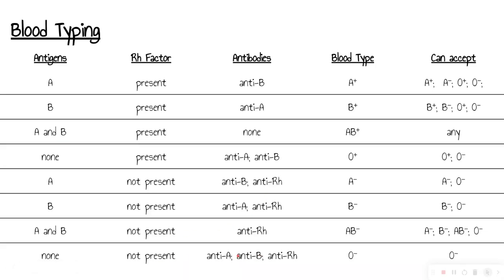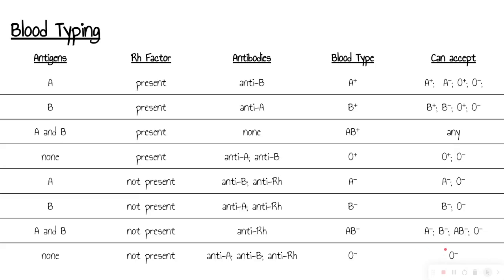O negative is going to be the universal donor. And that's because it has no antigens. It does not have A antigens. It does not have B antigens. The Rh factor is not present. So all of these antibodies, they have nothing to attack on O negative blood. So somebody with O negative blood can donate to anybody.